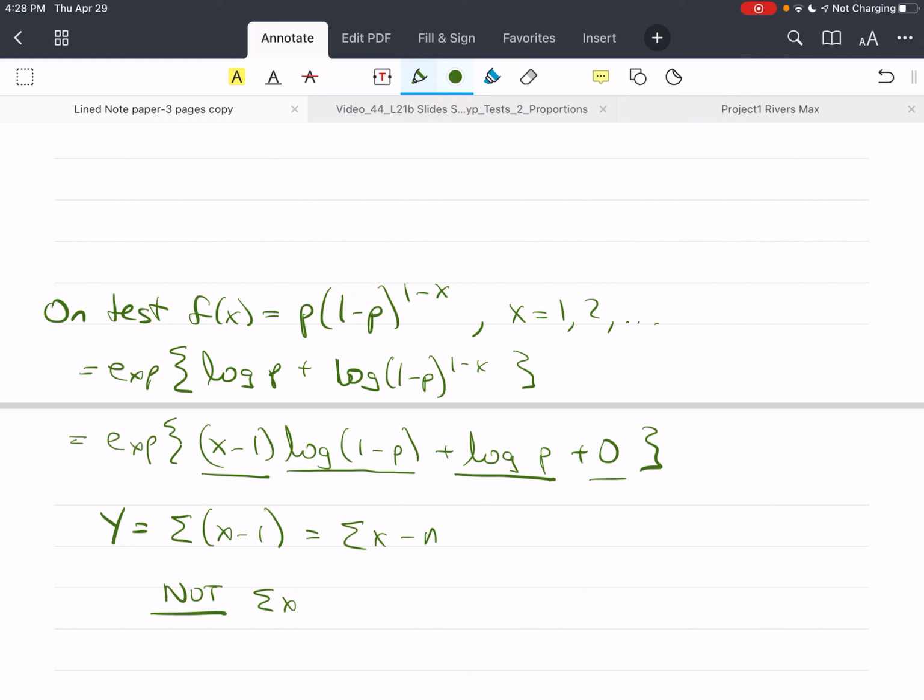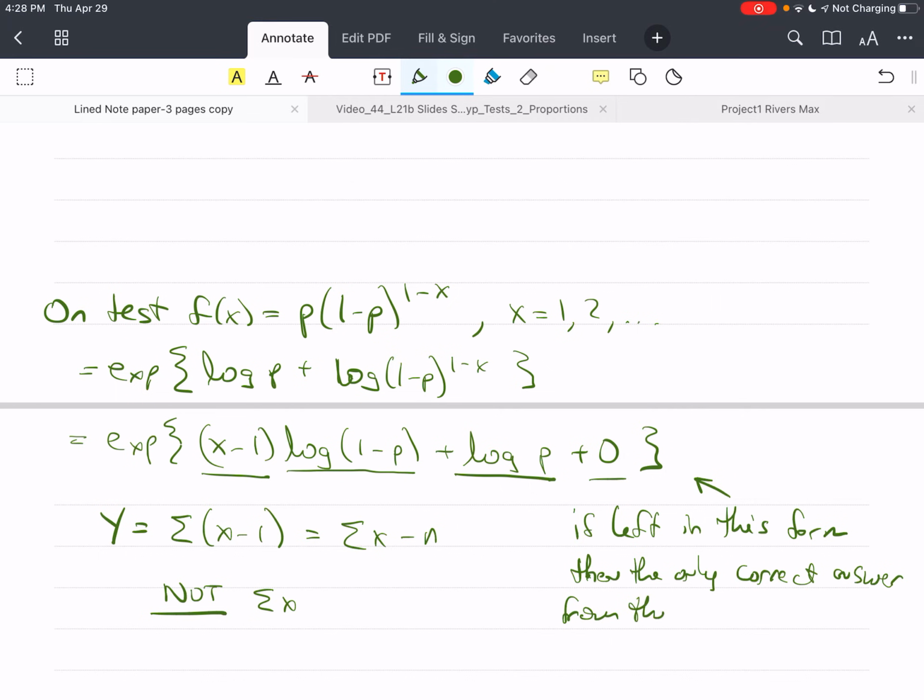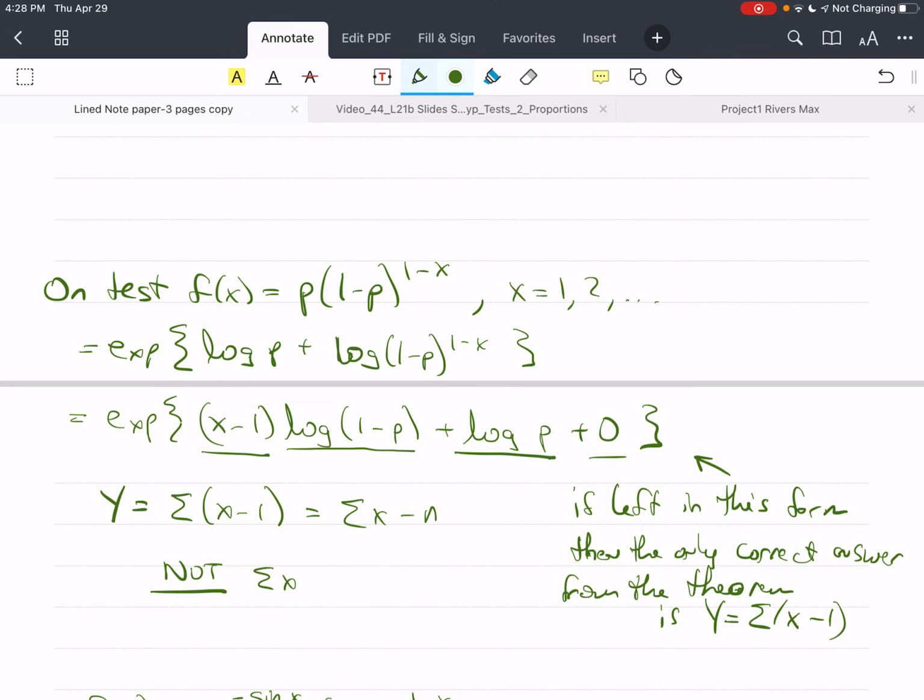So if you leave it in this form, then the only correct answer from the theorem is y is equal to the sum of x minus 1, or sum of x minus n.